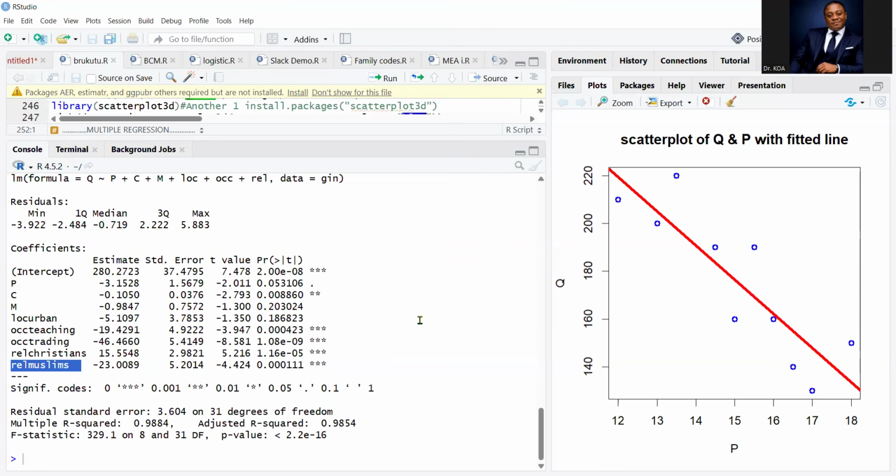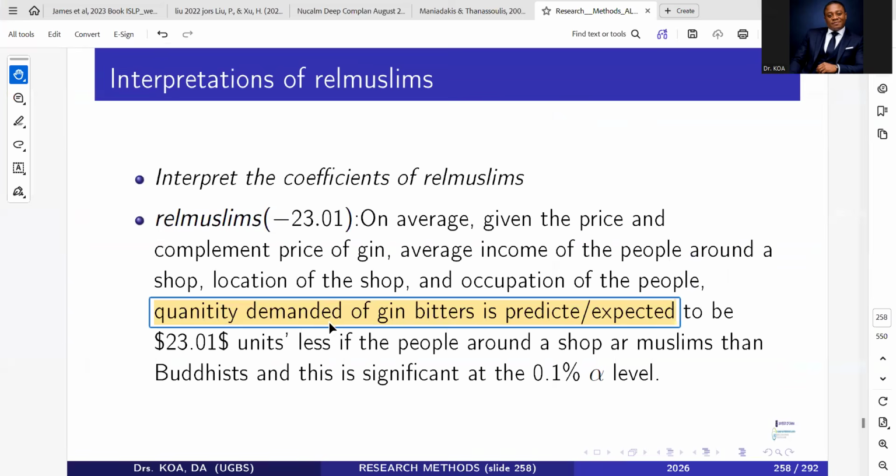Okay. All right. Then you say that after you've said all this, let me take you back here. You will say that quantity demanded, that's how you started. Quantity demanded of gin is predicted or expected to be 23.01 units less. Remember the coefficient of religion was 23.01. So you say 23.01 units less, and you have to have the reference category for religion in your mind.